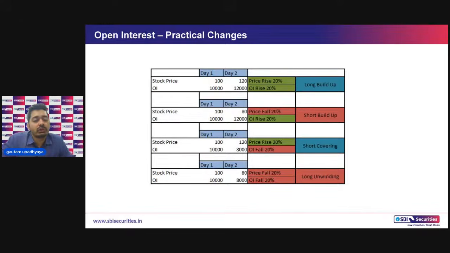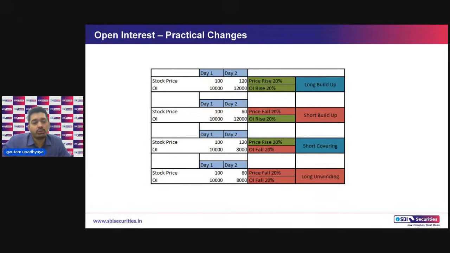So long position, whenever the stock goes up and the OI goes up, it basically means market में long positions built up हो रहा है. Suppose the stock gives a breakdown and the OI increases, it basically means fresh short positions are being created in the market.